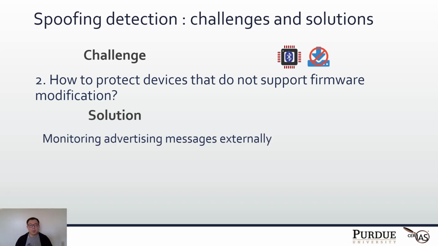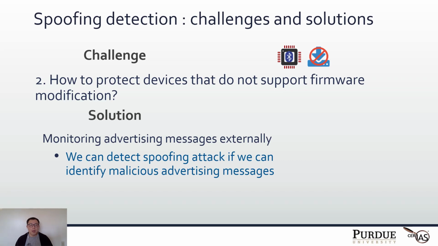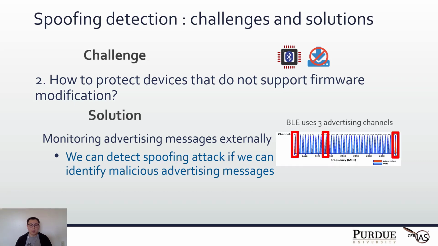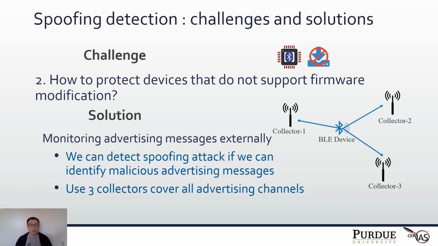To address this problem, we monitor the advertising message externally. The intuition behind this is that if we can identify malicious advertising messages, we can detect spoofing attacks. BLE uses 3 channels for advertising. Therefore, we use 3 collectors to cover all the advertising channels, since one collector can only monitor 1 channel at a time.